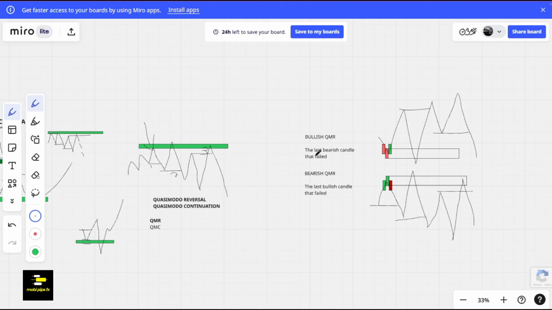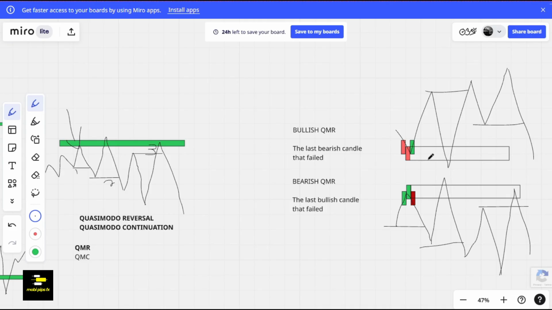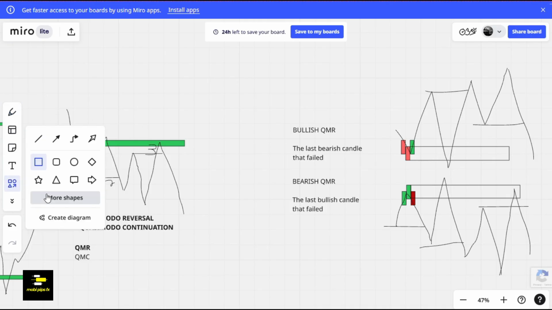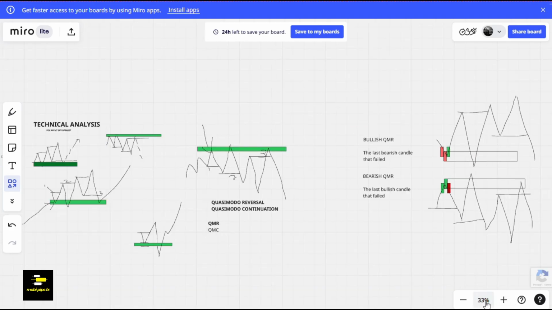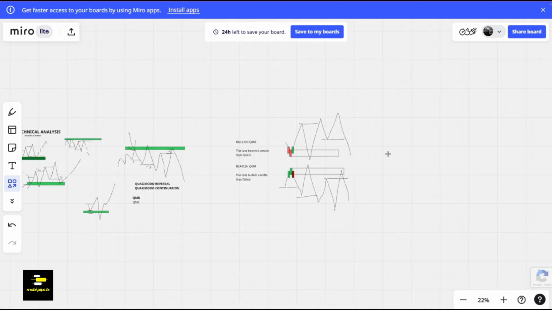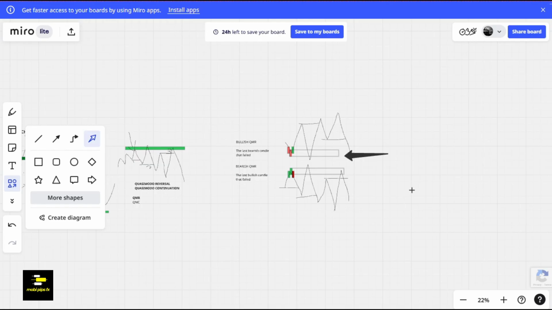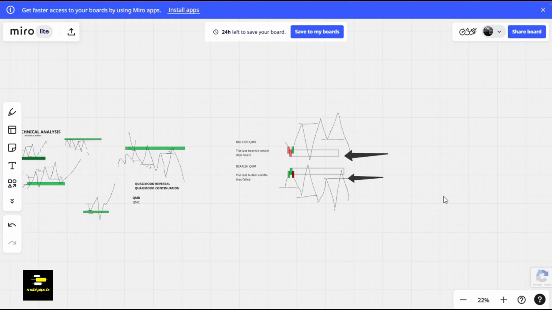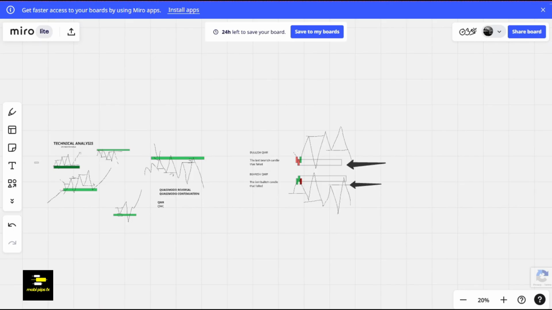So that is what we mean by the QMR. So this is our QMR. This is our QMR. And it's right here. I hope you are understanding it, like you'll be able to get what QMR is. It wouldn't be difficult. So now let's look at chart presentations of it.